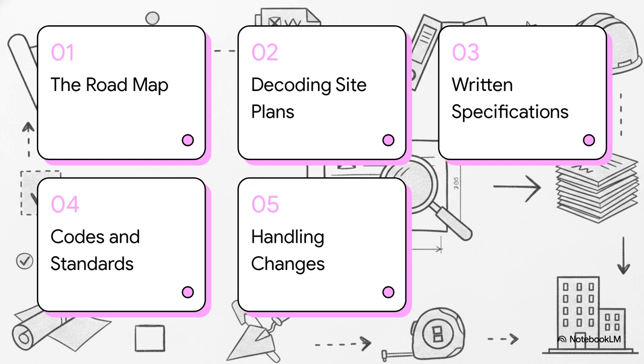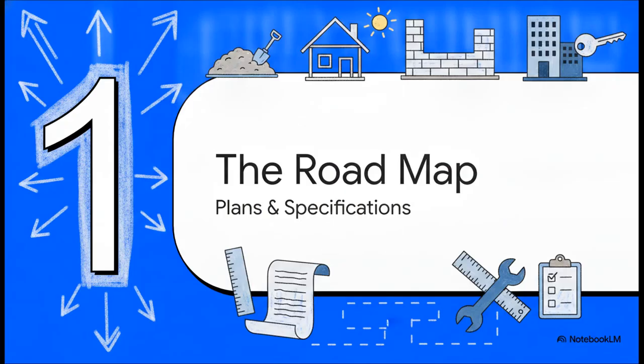Here's the route we're taking today: the construction roadmap, decoding your site plans, the crucial written specifications, navigating codes and standards, and finally, handling changes and amendments. Starting off with Section 1, the construction roadmap.